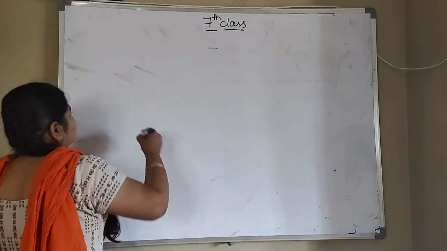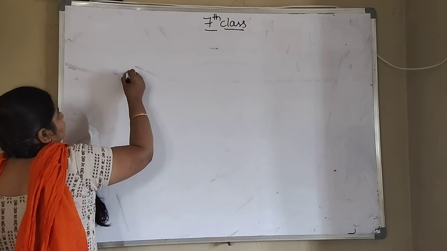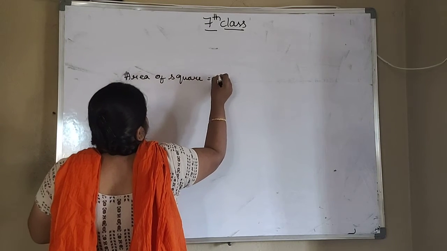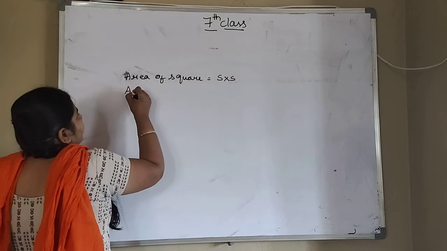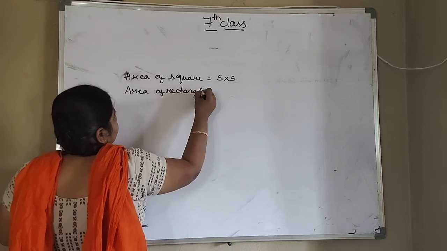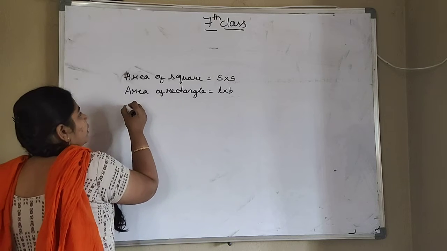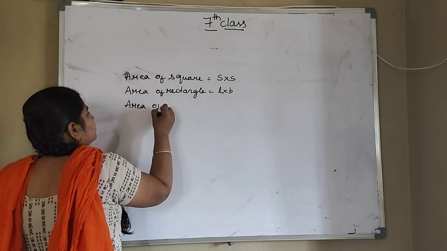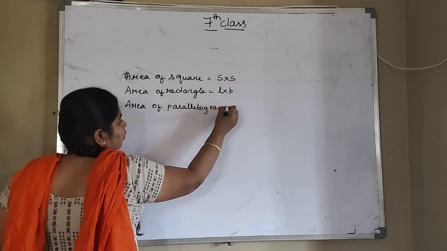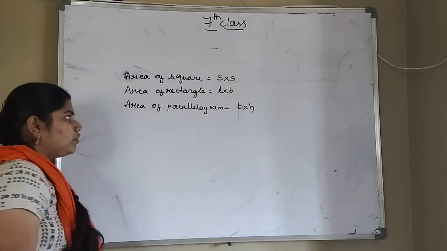Till now we have learned three formulas. So what are those formulas? Area of a square. What is the area of a square? That is S into S. Area of a rectangle. What is the area of a rectangle formula? That is length into breadth. And we have also learned about the area of a parallelogram. What is the area of a parallelogram formula? That is base into height.